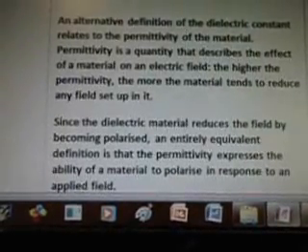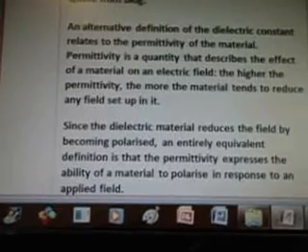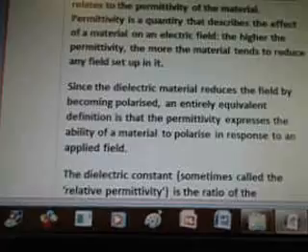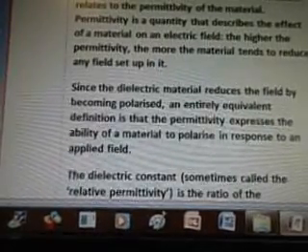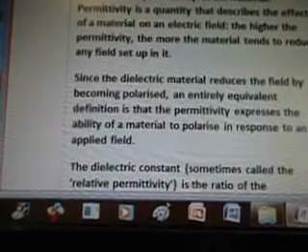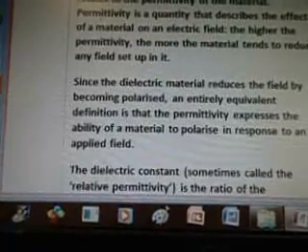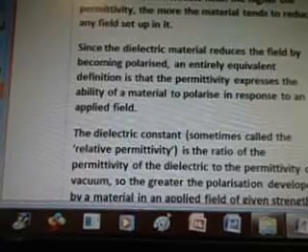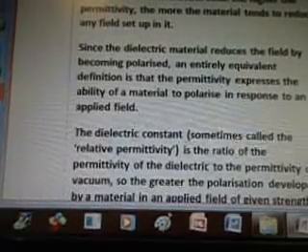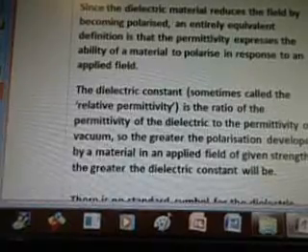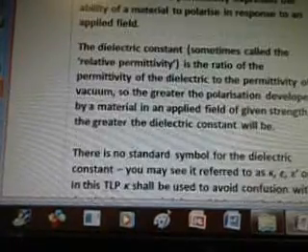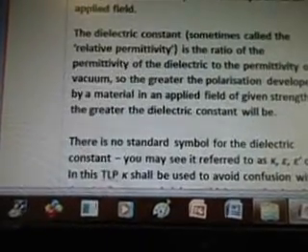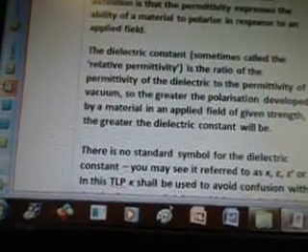Permittivity is a quantity that describes the effect of a material on an electric field. The higher the permittivity, the more the material tends to reduce any field set up in it. Since the dielectric material reduces the field by becoming polarized, an entirely equivalent definition is that the permittivity expresses the ability of a material to polarize in response to an applied field. The dielectric constant, sometimes called the relative permittivity, is the ratio of the permittivity of the dielectric to the permittivity of a vacuum.